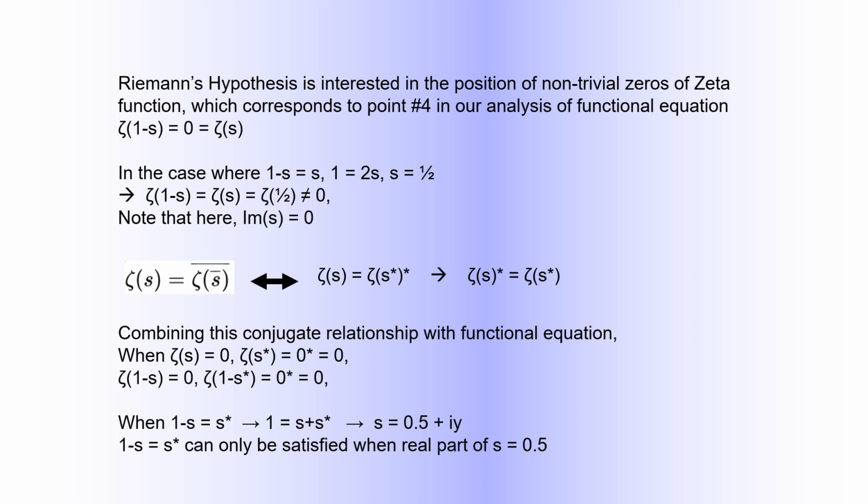Combining this conjugate relationship with the functional equation: when zeta of s equals 0, zeta of the conjugate of s equals the conjugate of 0, which is 0. Zeta of 1 minus s equals 0, and zeta of 1 minus the conjugate of s also equals 0. When 1 minus s equals the conjugate of s, 1 equals s plus the conjugate of s. Hence s equals a half plus i times y. It can only be satisfied when the real part of s is a half.